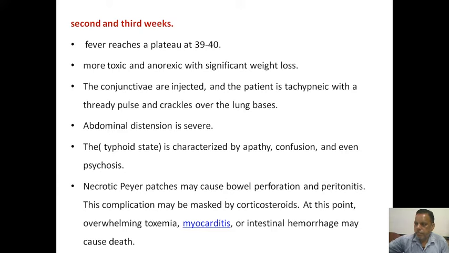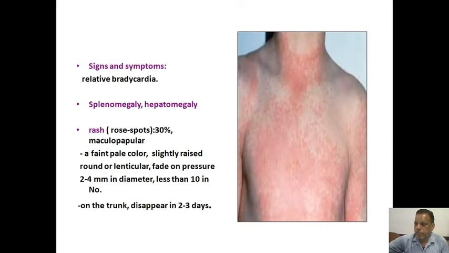In the second and third weeks, again, there might be the most dreaded complication of bowel perforation and peritonitis, and typically this occurs when the patients are given steroids. And if perforation and peritonitis happen, usually the patients are very severely ill. They have toxemia, myocarditis. They might even have intestinal hemorrhage, and there might even be mortality.